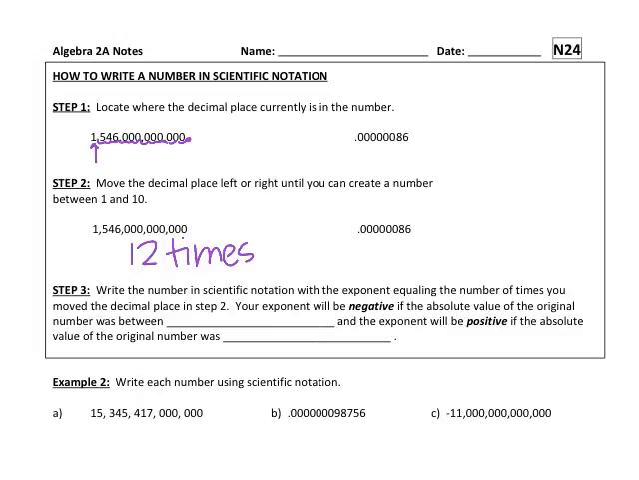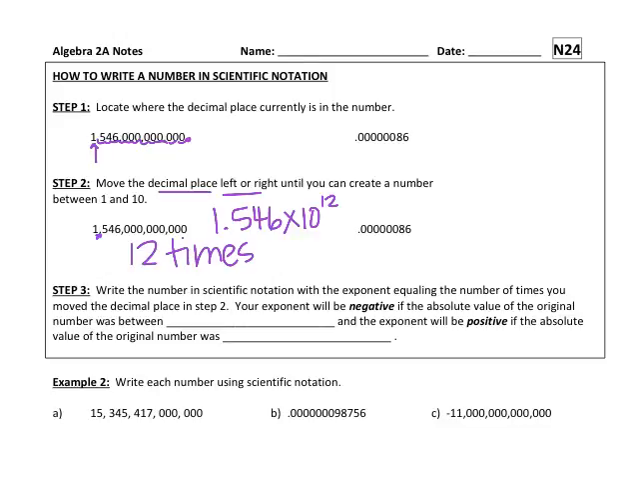And that's the second step, the moving of the decimal place, either left or right, until you can create a number somewhere between 1 and 10. So we moved it over 12 times, and that means that we have an answer of 1.546. Remember, we moved that decimal place over to here, and that's going to be times 10 to the 12th power.